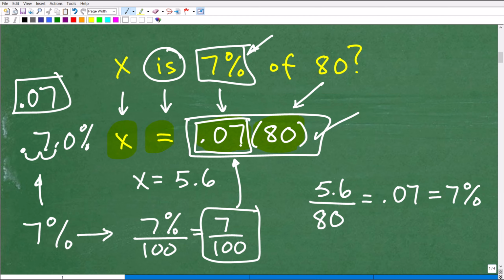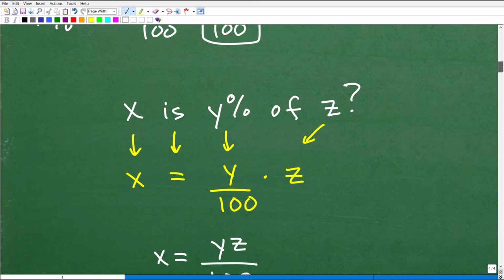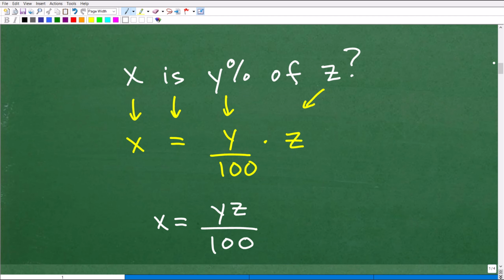So 0.07 times 80 is 5.6. So x is equal to 0.07 times 80, which is x is equal to 5.6. And we can just check that and say, okay, 5.6 out of 80 is 0.07 or 7%. Okay, so hopefully you understand all these basic percent principles, because you're not going to be able to do a problem like this if you don't understand those basic percent principles.